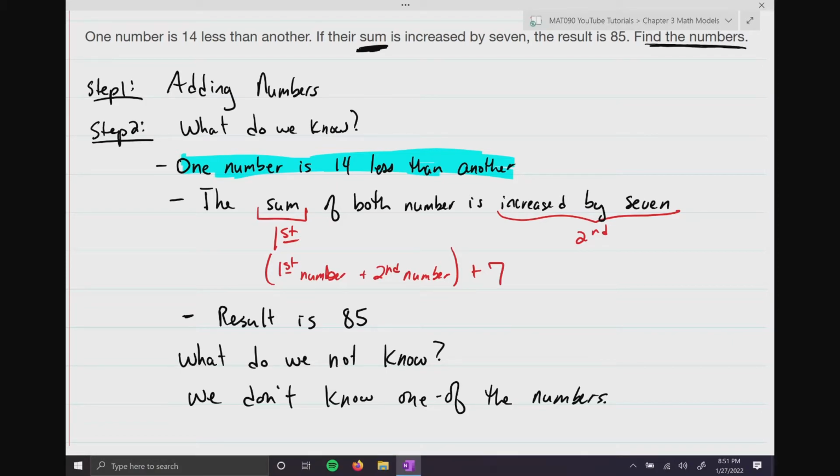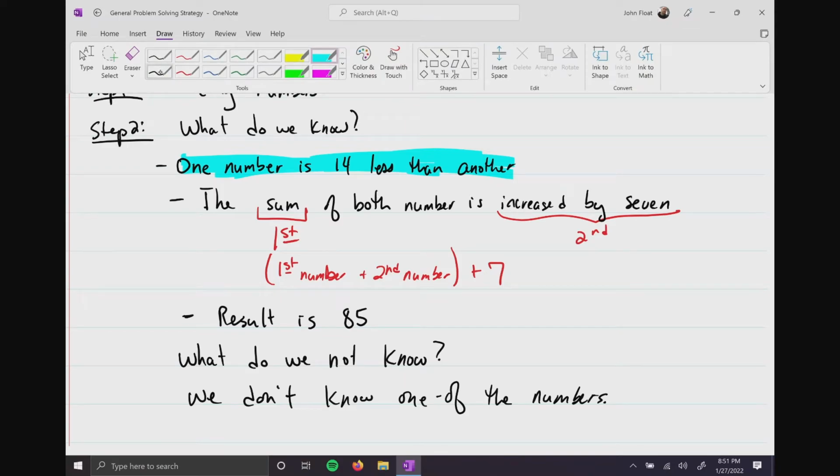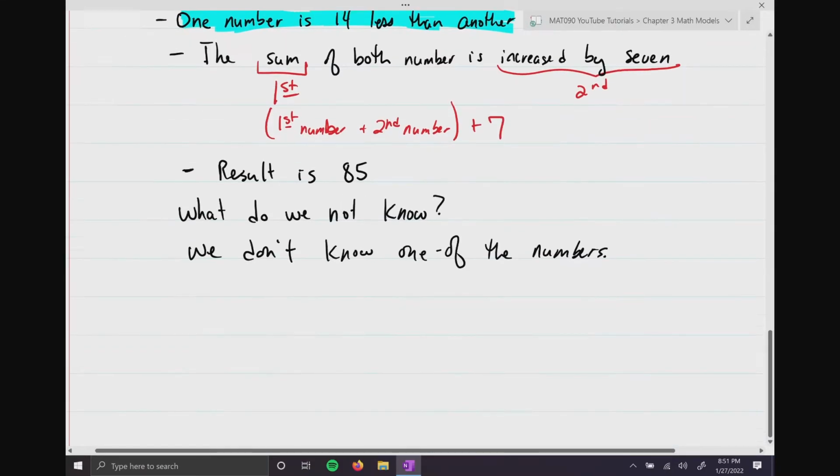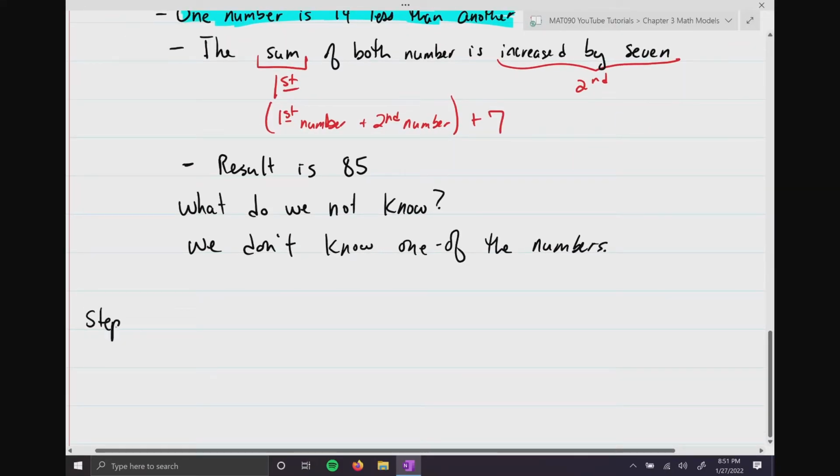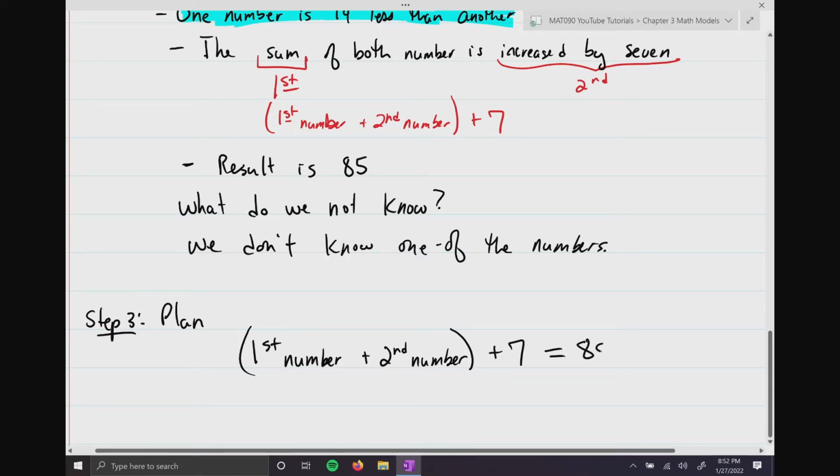Okay? And just by saying that, hopefully now you're starting to see step 3, which is our plan. We know our first number plus the second number has to be in parentheses. We're going to add 7 to that sum, and that has to equal 85.